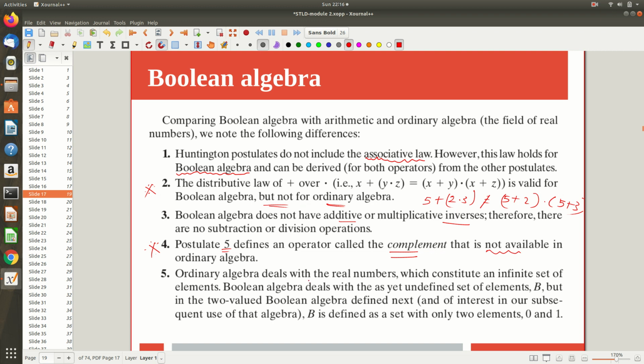Ordinary algebra typically deals with the real numbers, right, which constitute an infinite set of elements, whereas Boolean algebra deals with a yet undefined set of elements. So far it is not defined, even by Boole. He is introducing it as a general concept, that's all. But he didn't give a formal explanation like this set has to be like this, nothing like that, right?